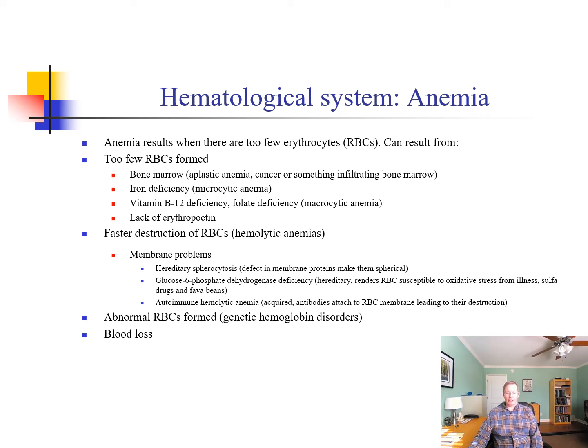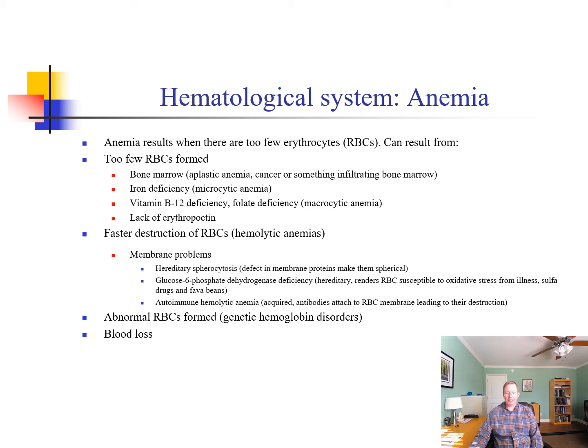Erythropoietin is actually synthesized in the kidneys, and if I don't have enough erythropoietin, then I can't give the stimulatory effects to the cells in the bone marrow to make the hemoglobin and make the erythrocytes. All of those lead to too few red blood cells being made. I can also destroy the red blood cells fast.